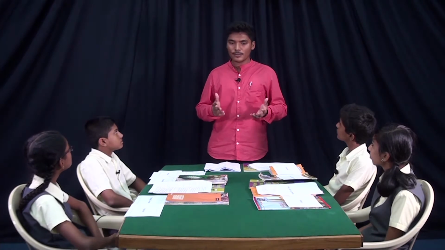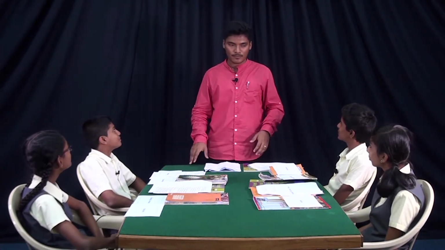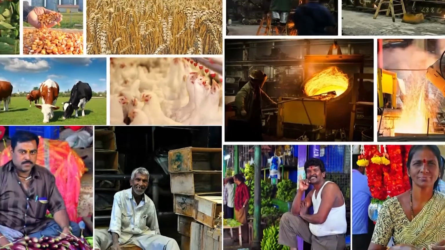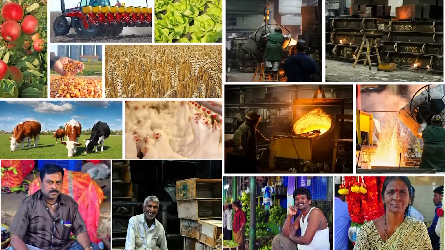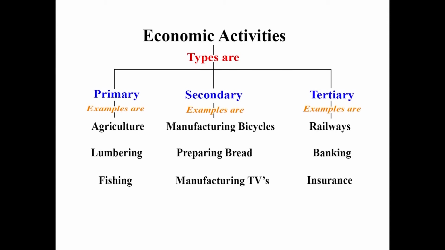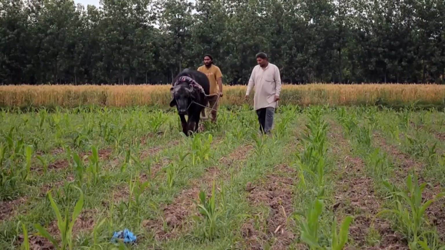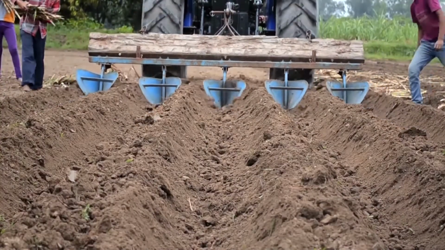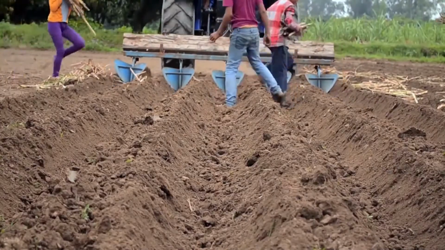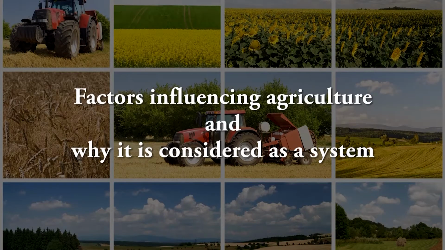After you go home, try to explore some more secondary and tertiary activities and collect their pictures. You may submit by next week. Okay, sir. Thank you. Dear children, I am sure now you have a clear understanding of economic activities and their types. They are primary activities, secondary activities, and tertiary activities. By now, you also know the features of agriculture as a primary activity. In the next episode, let us learn about the factors influencing agriculture and why it is considered as a system.